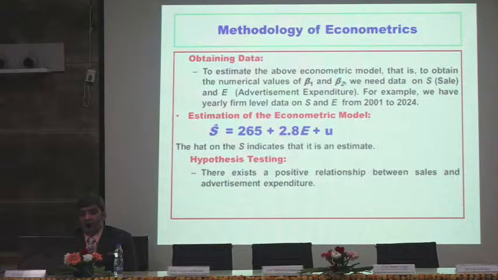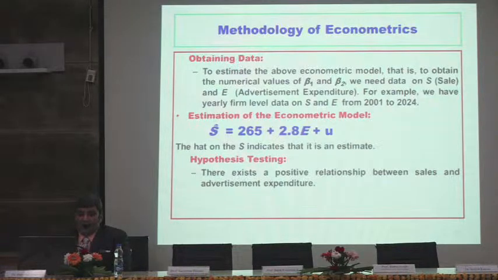Thereafter we use this result for hypothesis testing. The value of beta 2 is 2.8. This is a positive value. We have used a positive sign. It means there is a positive relationship between S and E, sale and advertisement expenditure. If this value becomes negative, then this is not according to our statement or our hypothesis. In the hypothesis, we stated that there is a positive relationship between advertisement and sale. So this value is according to our hypothesis, our economic theory. This is a positive value, that is 2.8.